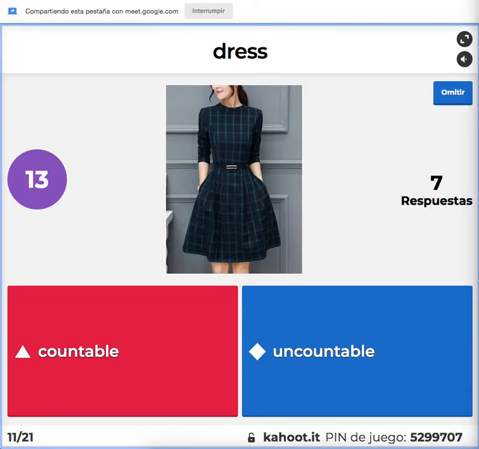Dress. Think about dress. Can you count dress? Do you have a plural form for dress?